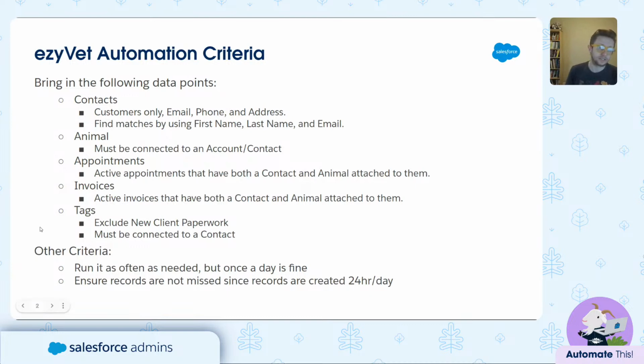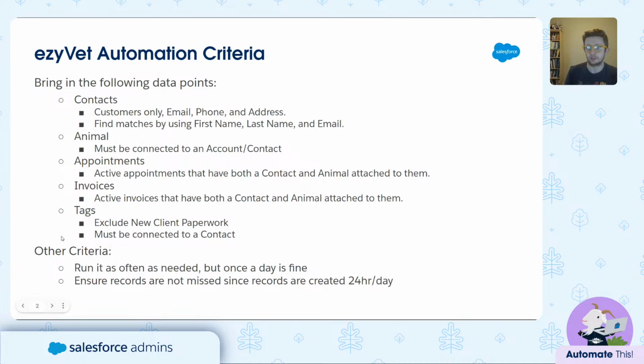We want to run it as often as needed. One of the things is you're limited to 200 records at a time when using the EasyVet API. So if I needed more than once a day, I would run it probably twice a day. But so far, running it basically once a day in the afternoon has worked out well.